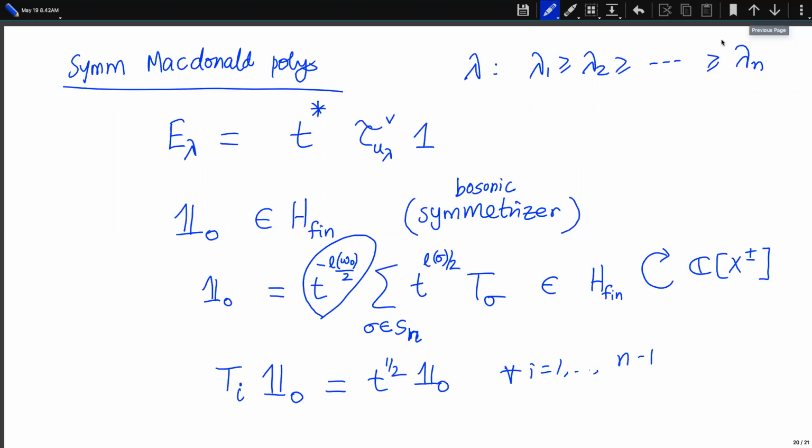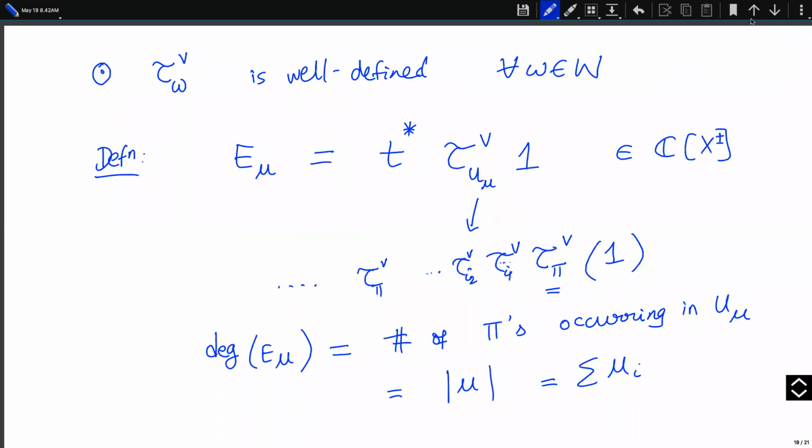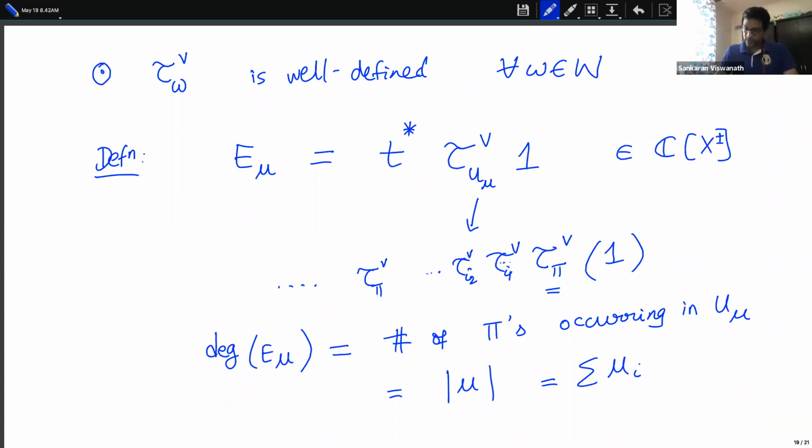Can you go one slide back? Yeah, here you have mu dominant or anything? No, mu anything. This should work for all. But in the summation, mu i's are greater than 0? There are also pi inverses which are possible, right? When we did this, if mu's are negative, for example, then we'll have to apply pi inverse instead of pi. Right. So for a general mu, you're also looking at pi inverses. Yeah. Okay.